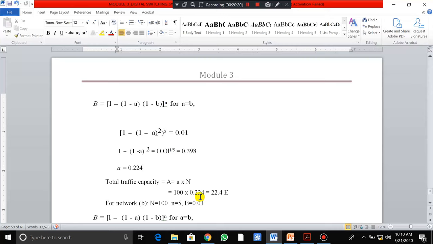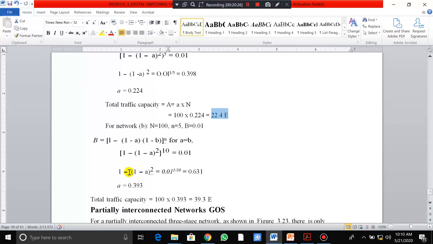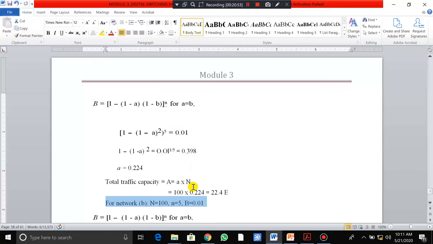If you find B is equal to 1 minus (1 minus A into 1 minus B) whole to the power of N for the network, the A will be 0.39, so the total traffic will be 39.3 Erlangs for this particular input, that is N equal to 100, small n equal to 5, B equal to 0.01. Similarly here, for this input, we have this answer.